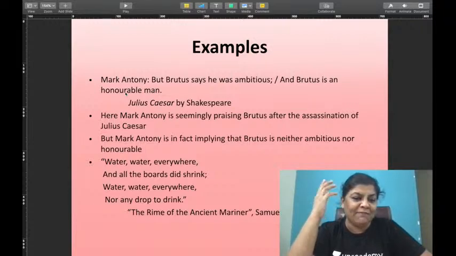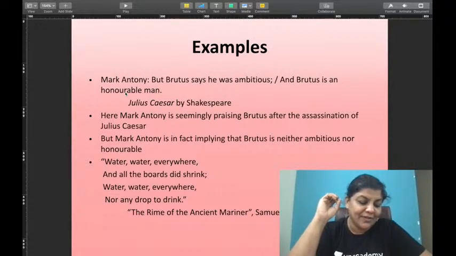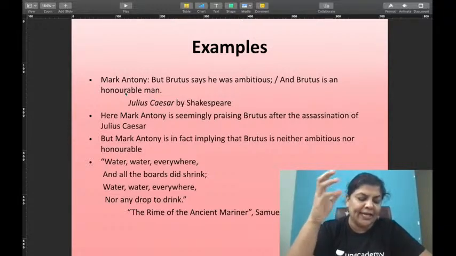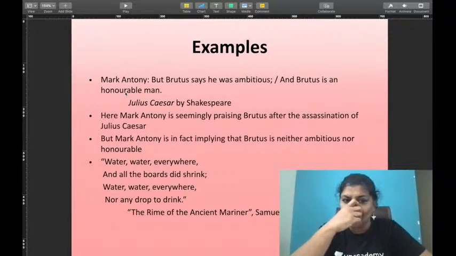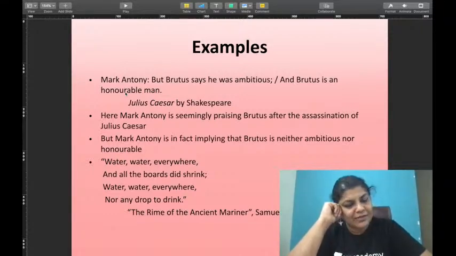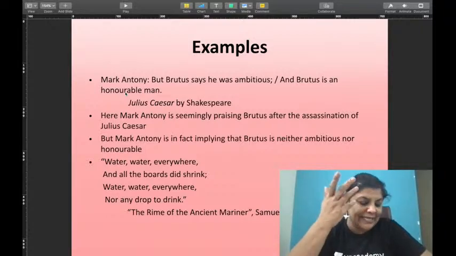Water, water everywhere, not a drop to drink, means there is water everywhere, ironically. There is no water to drink. Did you understand, everybody? I hope Anjali is listening to this.